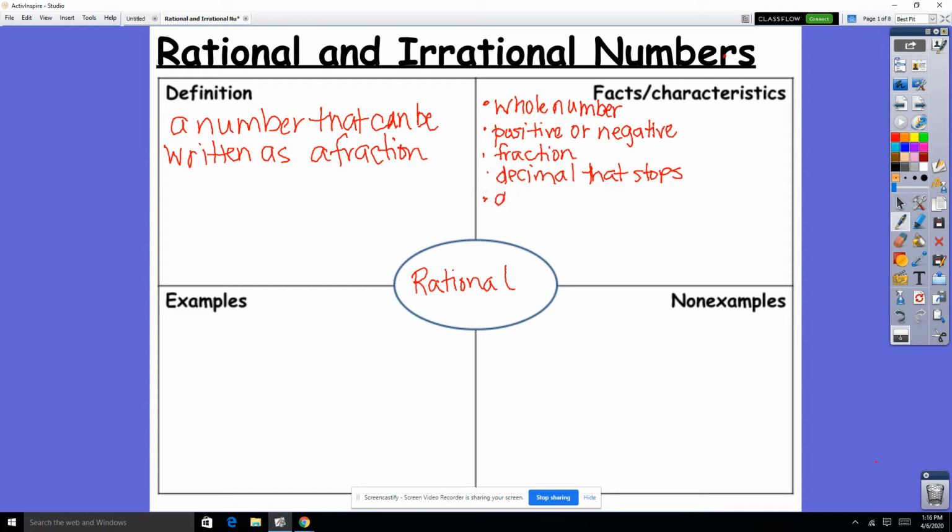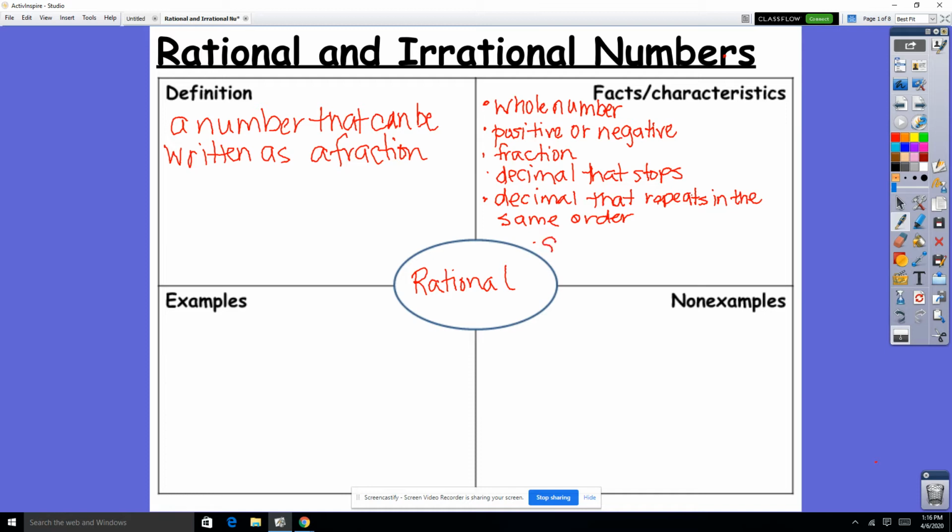It also can be a decimal that repeats in the same order. So decimals that repeat in the same order would be like 4.2 repeating, 6.7 repeating, 6.232323, etc. The other type of number that can be a rational number is any perfect square.